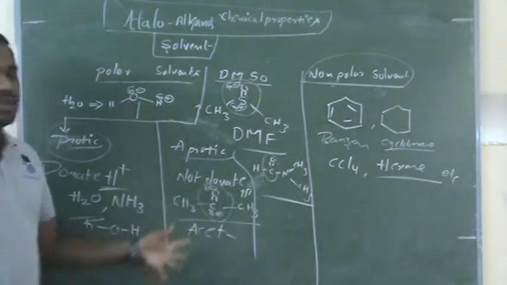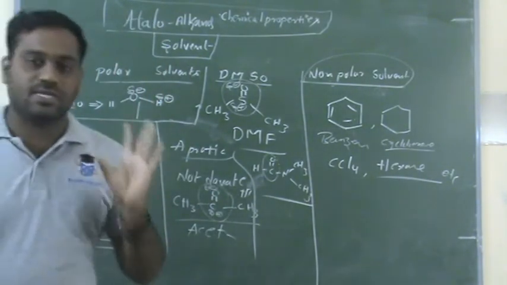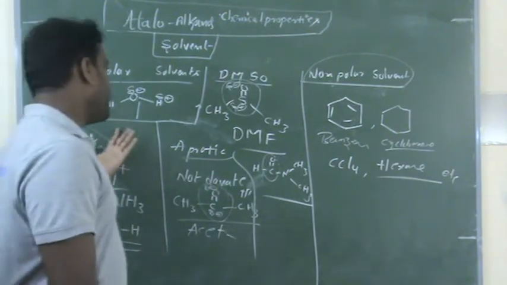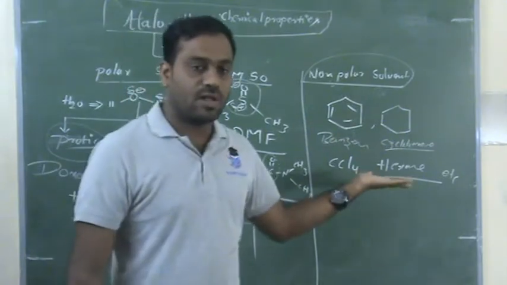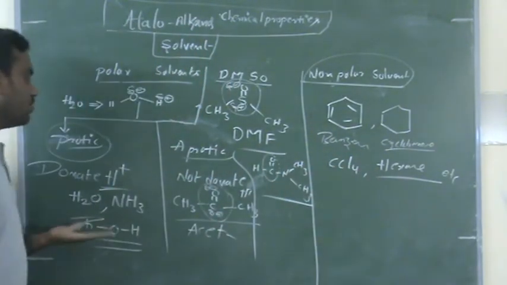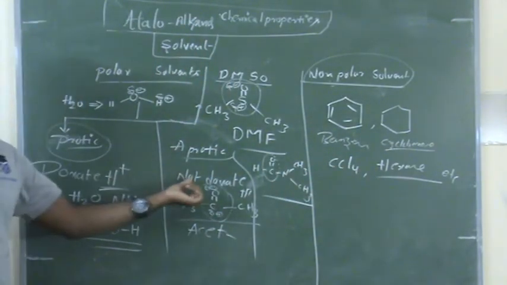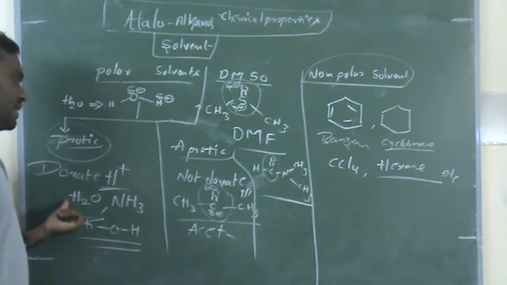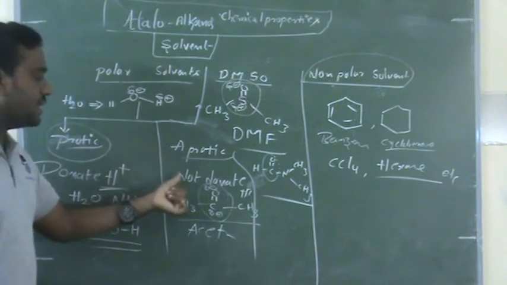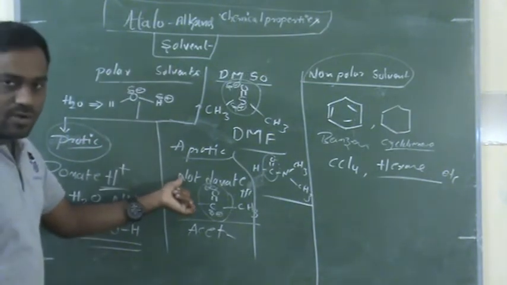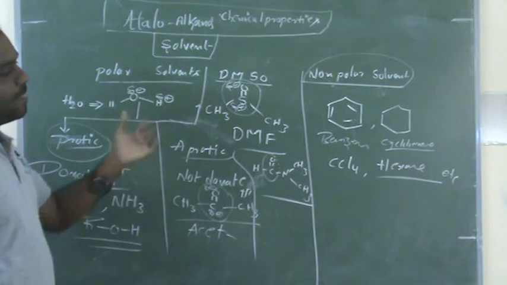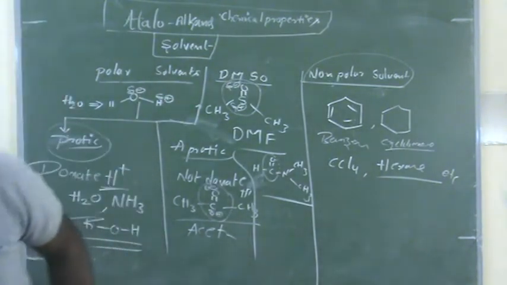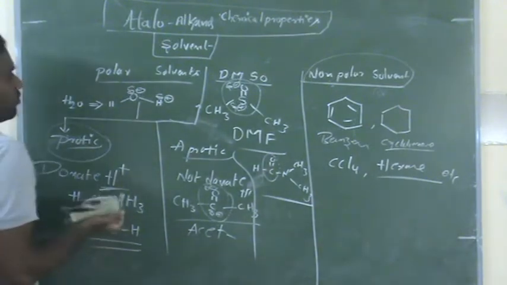This is a little bit of an idea about solvents. How many types of solvents are there in organic chemistry? One is polar solvents, another is non-polar solvents. Polar solvents are of two types: polar protic solvents and polar aprotic solvents. Polar protic are those which can donate H plus ions, and polar aprotic are those which cannot donate H plus ions, and then there are the non-polar solvents. Okay, I hope you understand. Let us go to the next one.